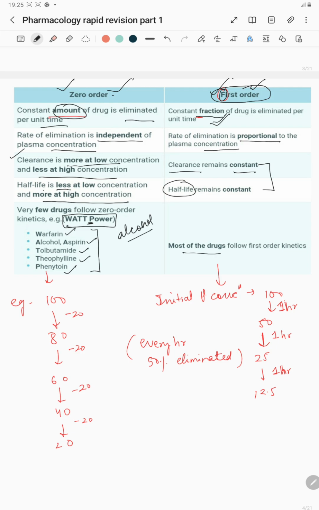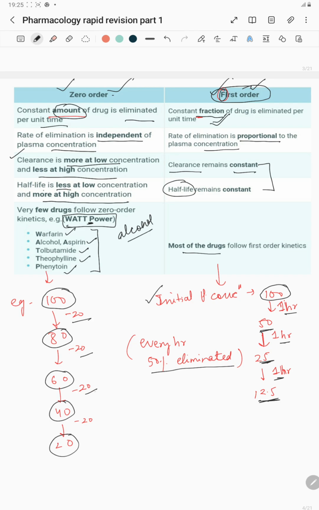So there is an important example to understand the concept of first order. Initial plasma concentration, let's say it's 100. After 1 hour it becomes 50, after 1 hour 25, then after 1 hour 12.5. So every hour 50% is eliminated. Constant fraction is there. While in zero order kinetics, you can see the initial concentration is 100, then becomes 80, 60, 40, and 20. So at each step, there is subtraction or elimination of 20. So the amount remains constant.